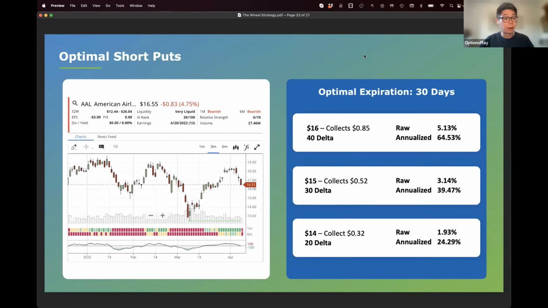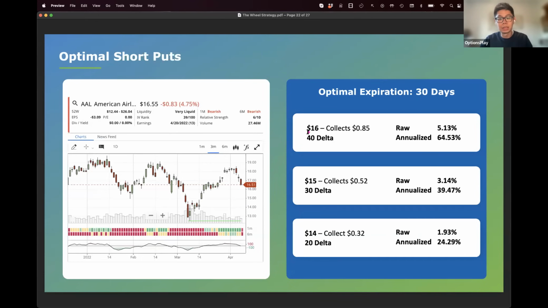Now let's take a look at American Airlines trading at 16.5 bucks. Let's take a look at a few different strike prices that you could sell puts for. Let's say the 16, the 15, and the 14. And they all reflect how far the stock needs to decline into the future before you are effectively assigned and own 100 shares. And now you own 100 shares of American Airlines at a specific price.